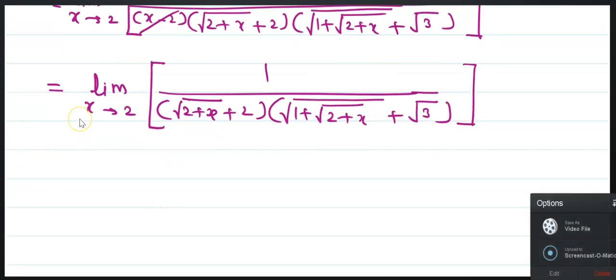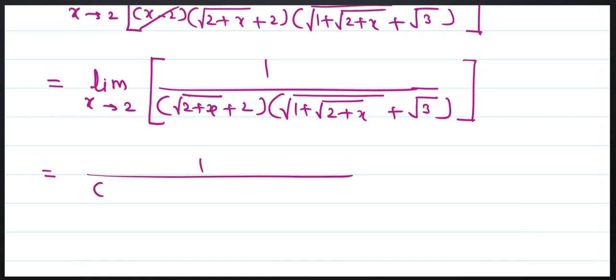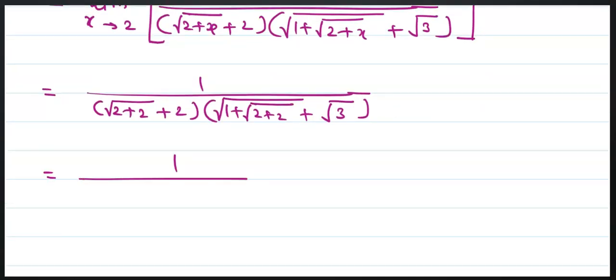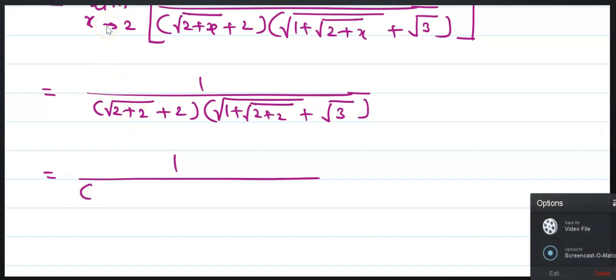That is limit x tends to 2 of [1 upon root of (2 plus x) plus 2] into [root of 1 plus root of (2 plus x) plus root 3]. Therefore, as limit x tends to 2, only the x is replaced by 2 there. Now see this here, the x is replaced by 2: root of 2 plus 2 plus 2, and root of 1 plus root of 2 plus 2 plus root 3.